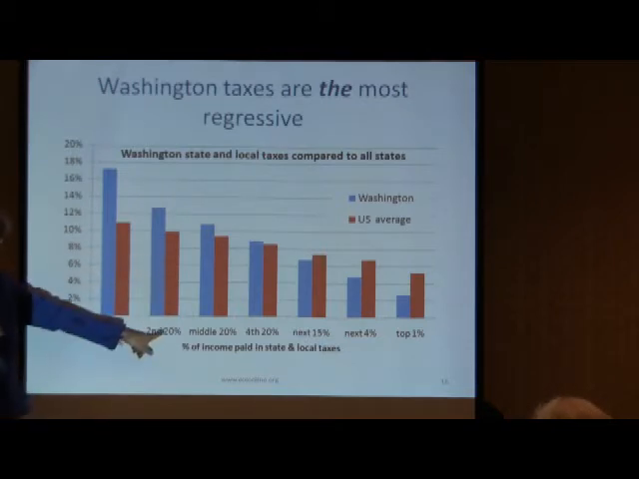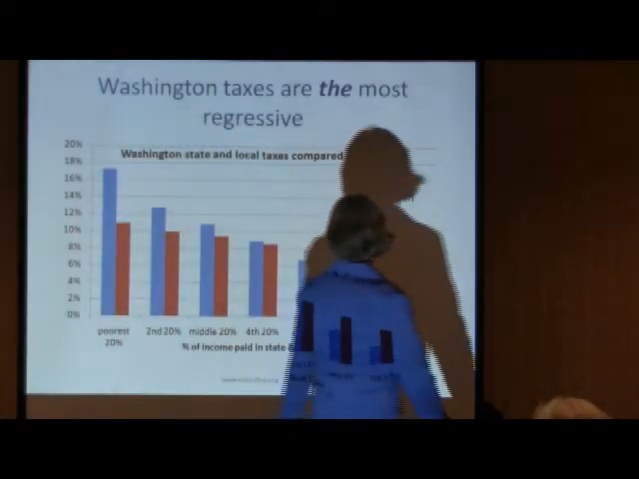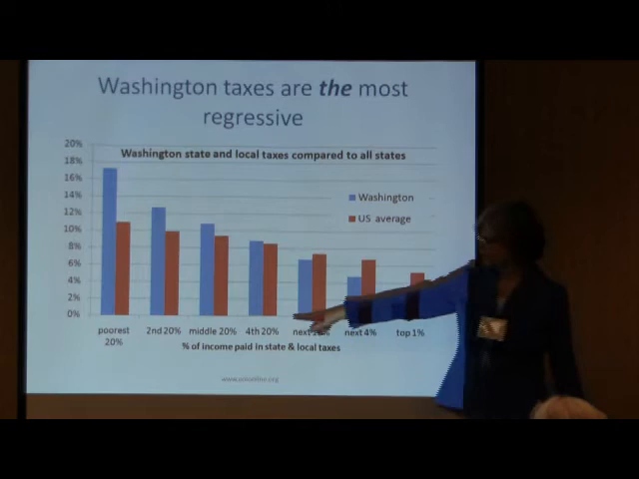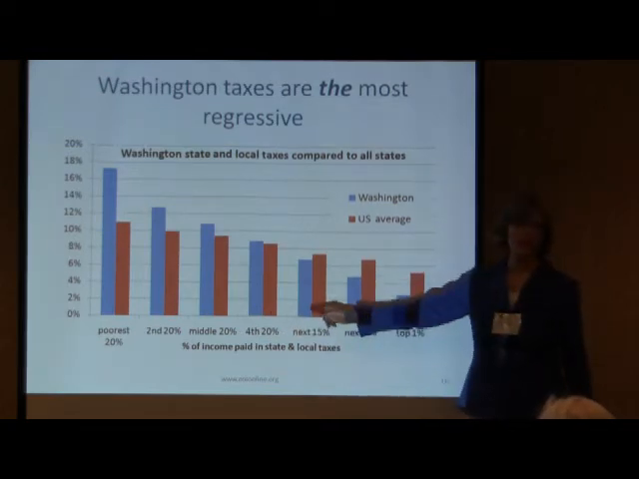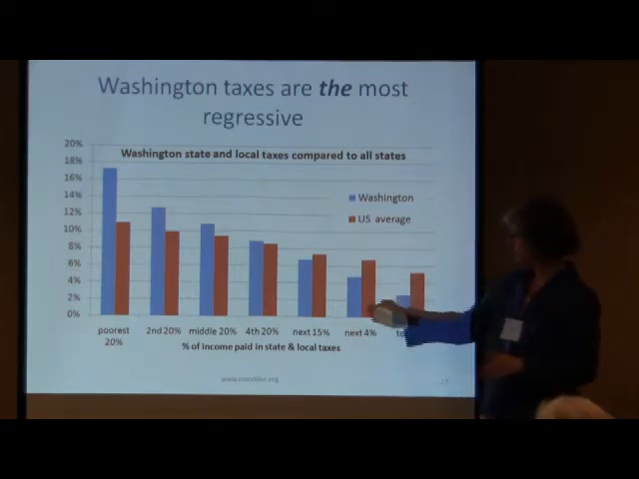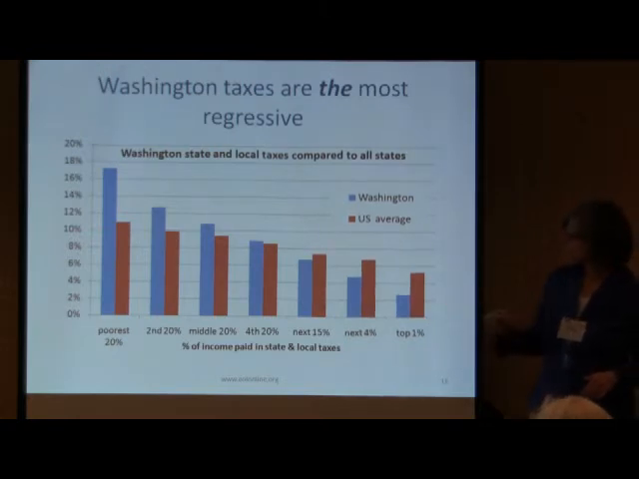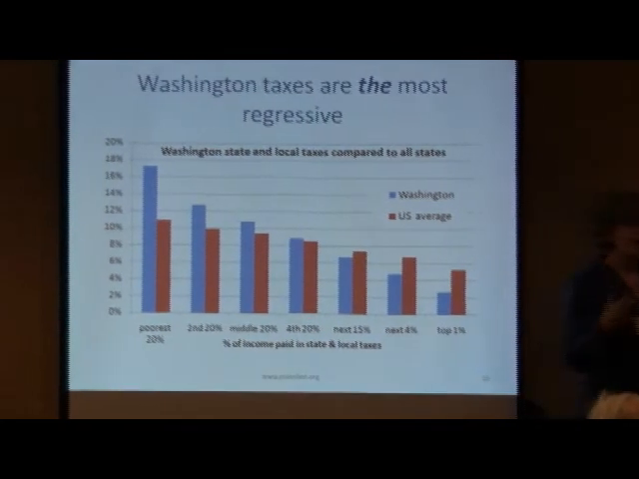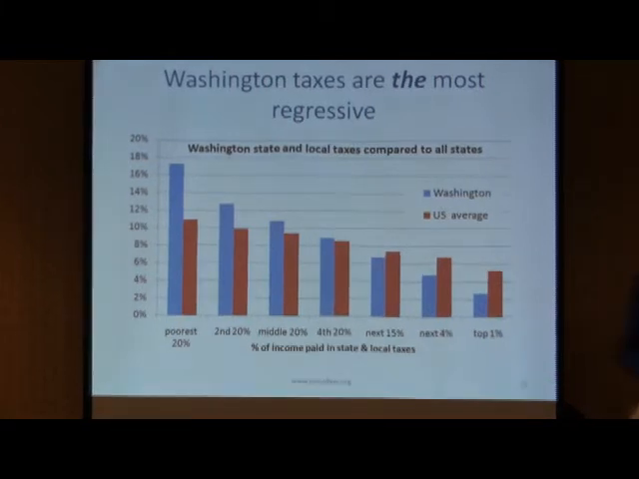This is the next 20%. Here's the middle. By the fourth 20%, Washington is pretty close to where the U.S. average is. And then these last three are the top 20% income group that are broken into 15%, 4%, and then the very top 1% of incomes. And as you can see, the top 20%, and the wealthier you are, the less you're paying relative to your peers in other states.